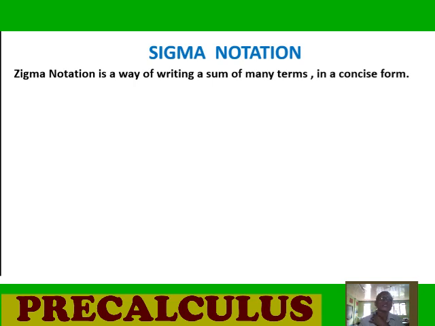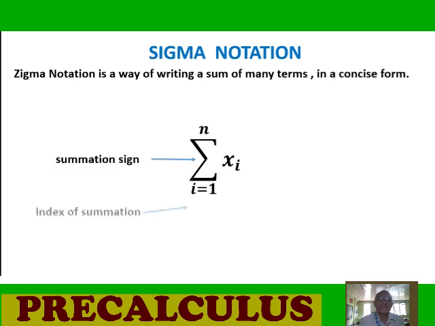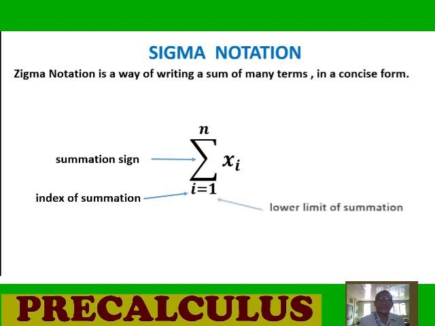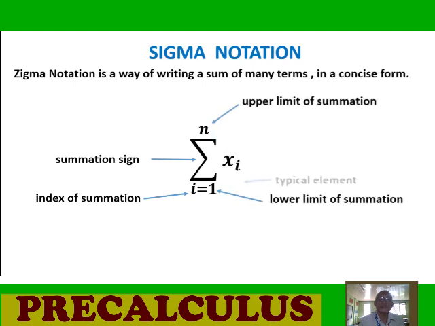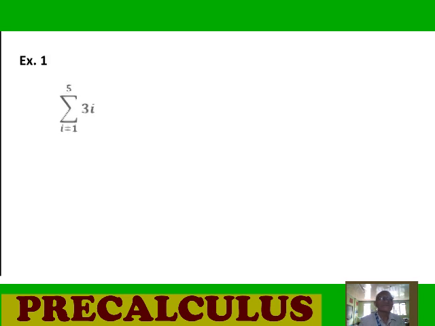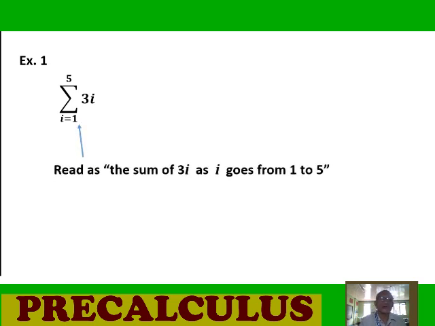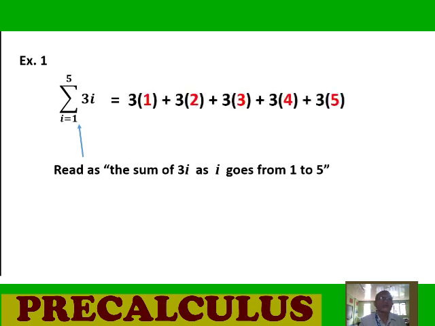Okay, our topic this time is sigma notation. It is defined as a way of writing a sum of many terms in a concise form. This Greek letter is called the summation sign, i is the index of summation, 1 is the lower limit of summation, n is the upper limit of summation, and x sub i is the typical element of the summation. For example, the summation of 3i as i goes from 1 to 5. Substitute i starting from 1 up to 5, multiply and combine, so the summation is 45.